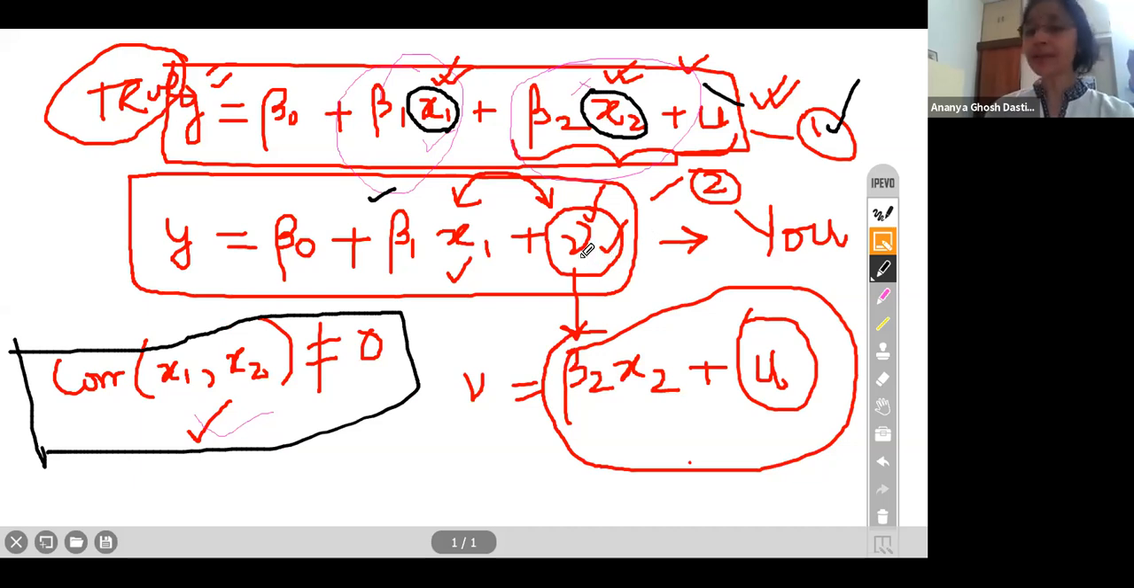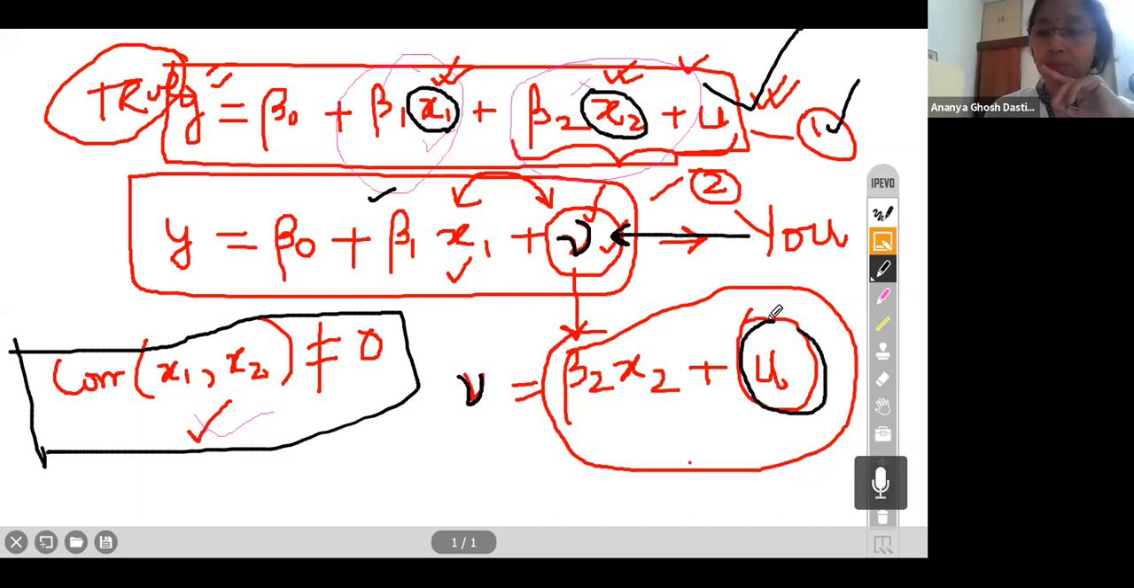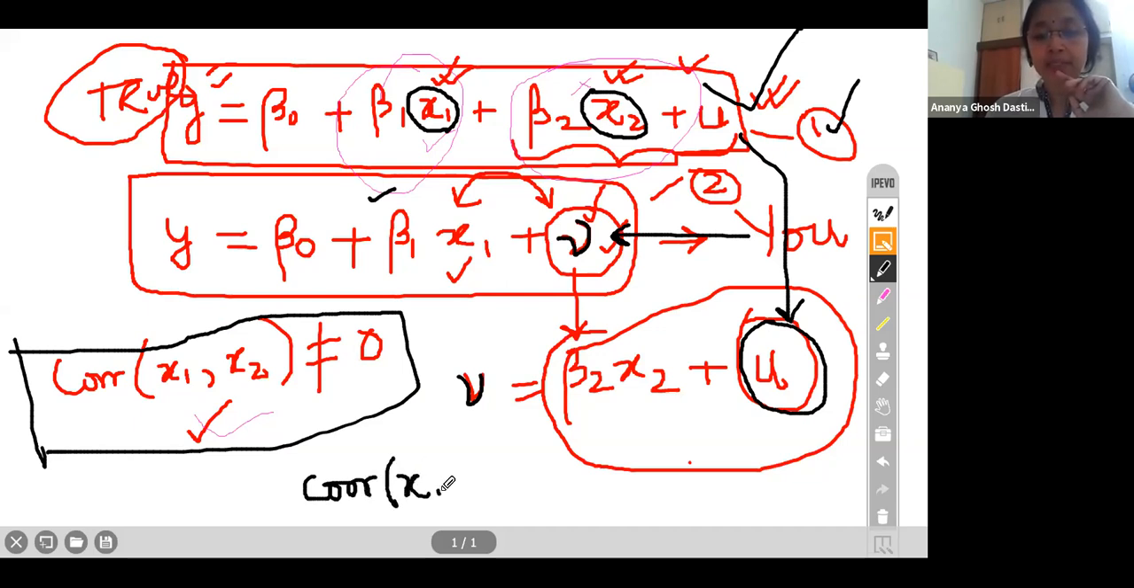So you think that the errors are homoscedastic and uncorrelated with the x's, but actually the errors are not what you think. You think the errors are nu, but actually what are the errors? The actual errors are u. That is what the original model has shown us. So your assumption is that the errors are uncorrelated with x1. But in model 2, the correlation between x1 and nu is not zero.